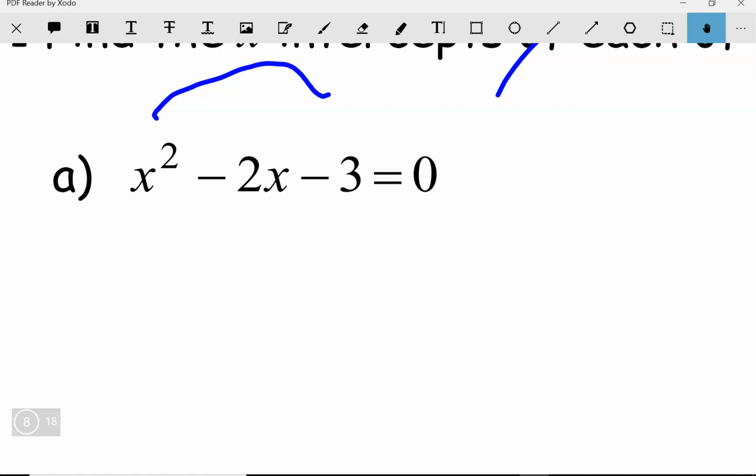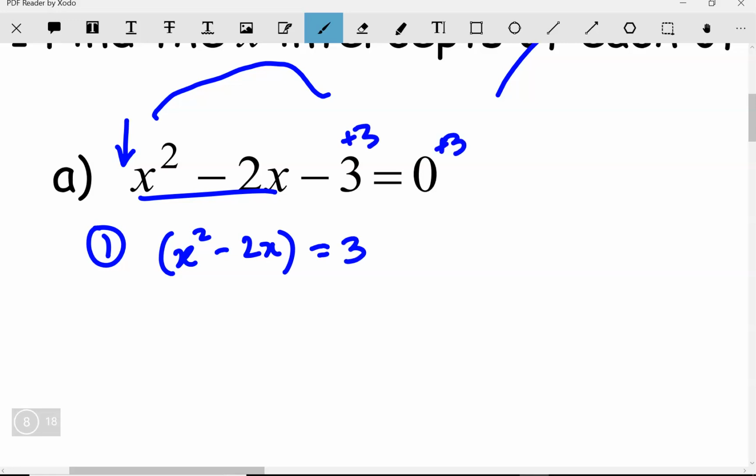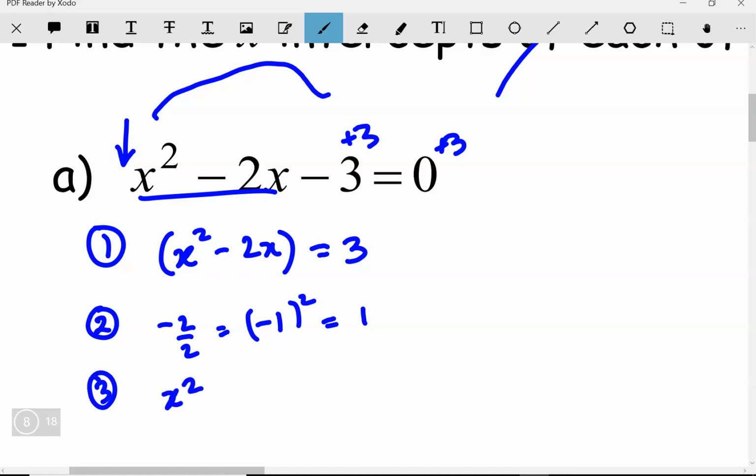To our method. First step, we're going to group these two terms and factor out any coefficient in front of the x squared term. There's no coefficient here, so I'm just going to write x squared minus 2x like so. The difference is I'm going to move this 3 to the other side and keep it there, because that's where I want it when I'm solving for x. My second step is done to the side. I take this -2 term, divide by 2 to get -1, and take the square of that to get +1.